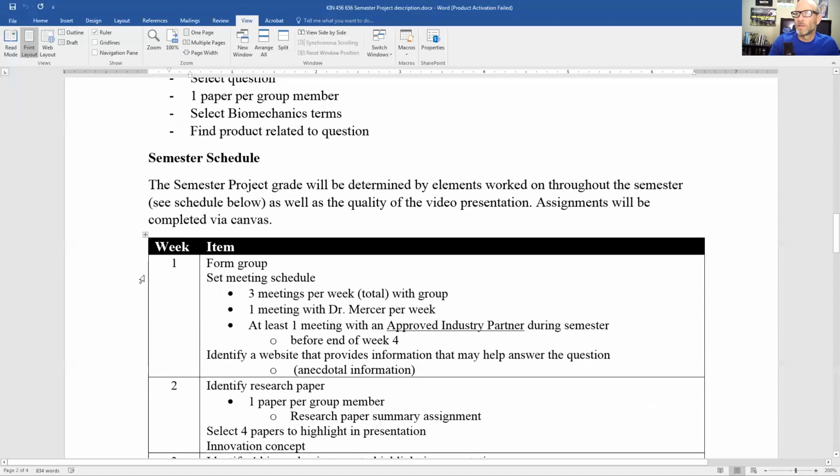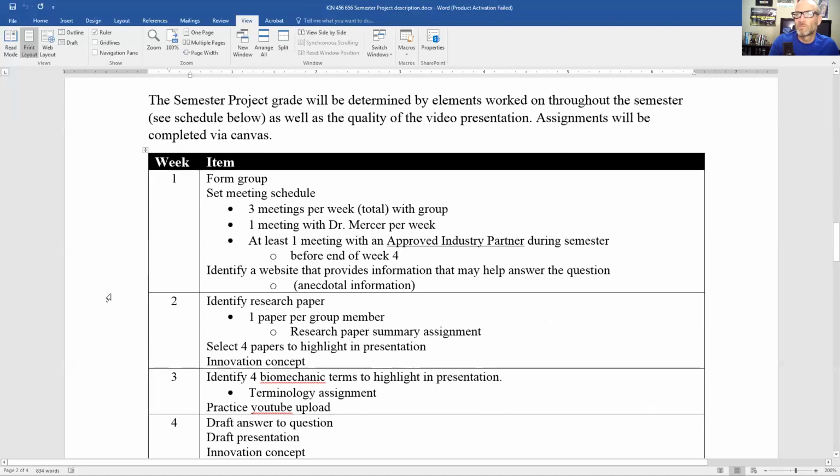All right, I've got a schedule laid out for the semester project, what we're going to do for week 1: forming the group, setting the meeting schedule. You're going to meet 3 times per week with your group, so I need you to find the times that your group can meet. This is obviously through video, not in person. So you're going to meet via Zoom, WebEx, Google Hangout, whatever the preferred video conferencing is, and set the schedule the first week of the semester.